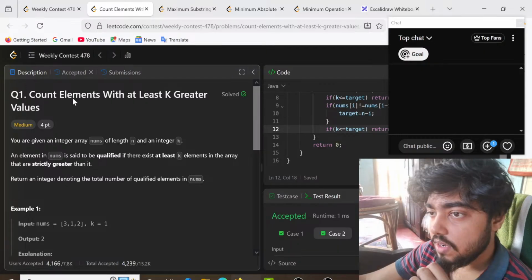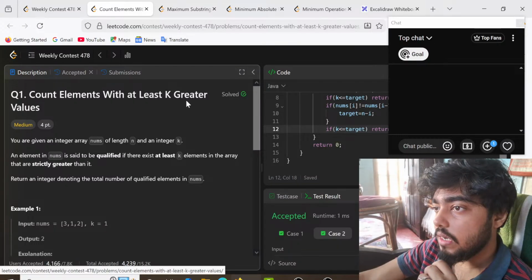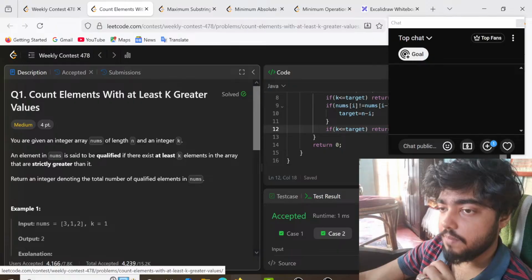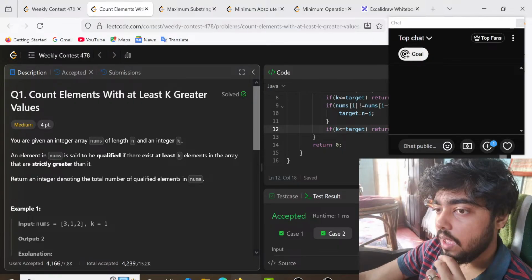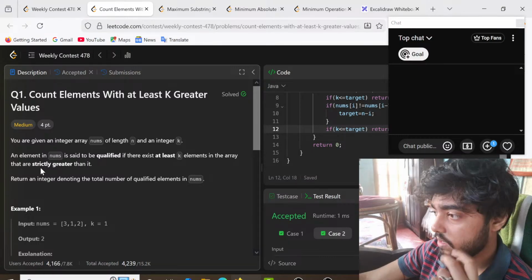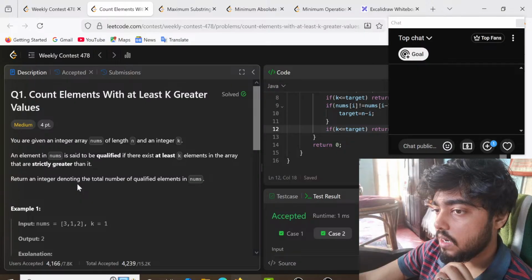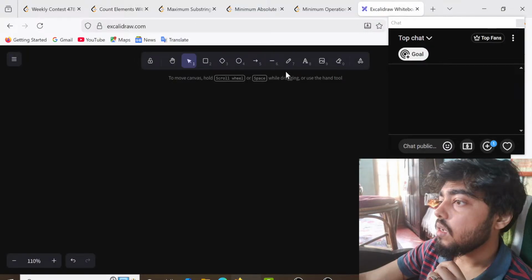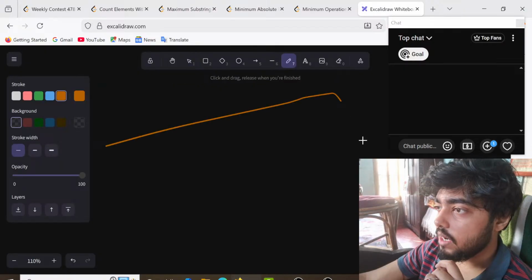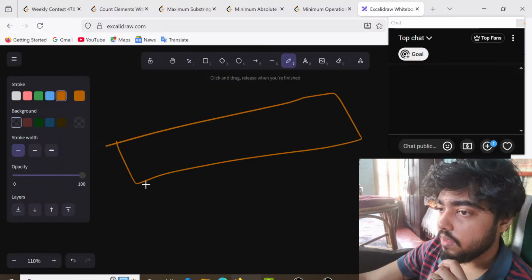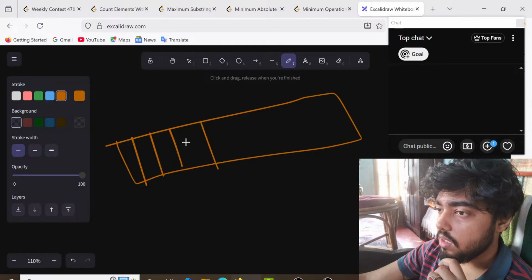The first question is count elements with at least k greater values. You're given an integer array nums of length n and an integer k. An element in nums is said to be qualified if there exist at least k elements in the array that are strictly greater than it. Return an integer denoting the total number of qualified elements in nums. So you're given an array and you have to find the number of elements for which there are at least k elements which are strictly greater than that.